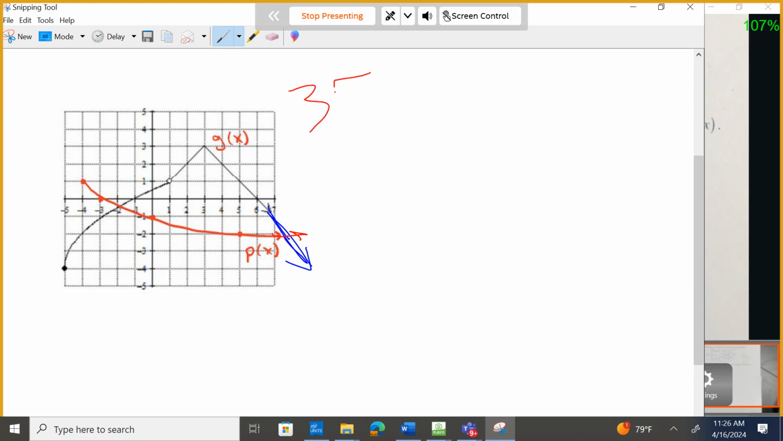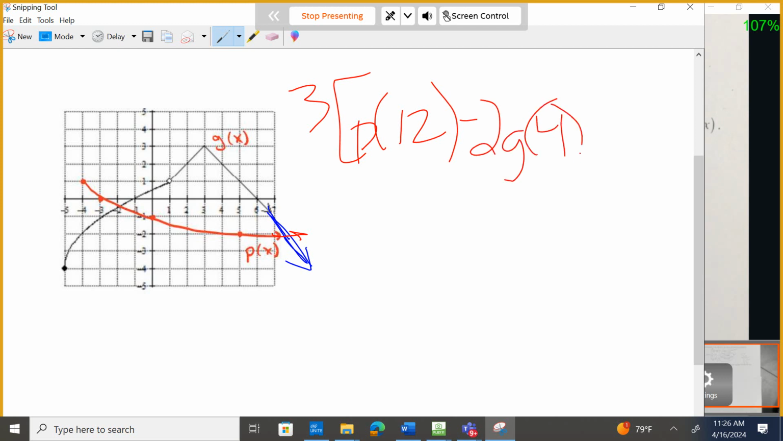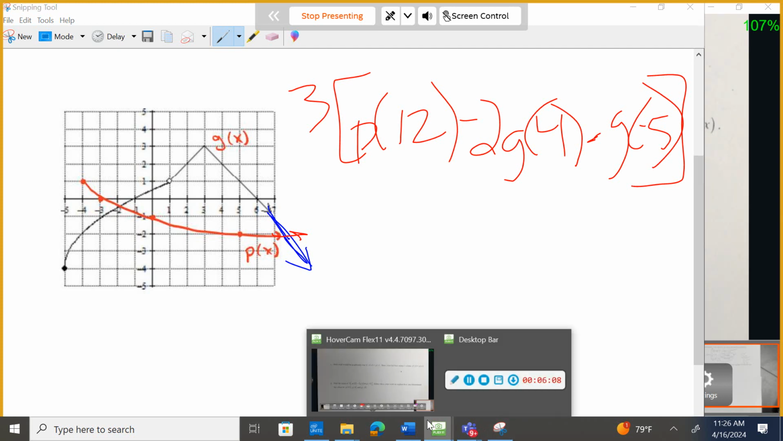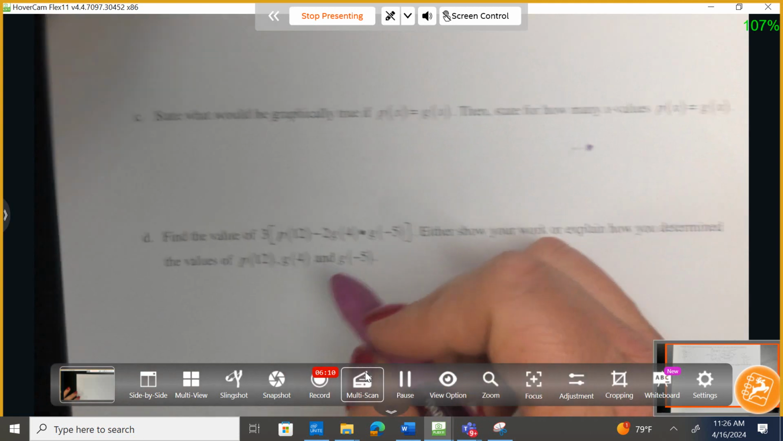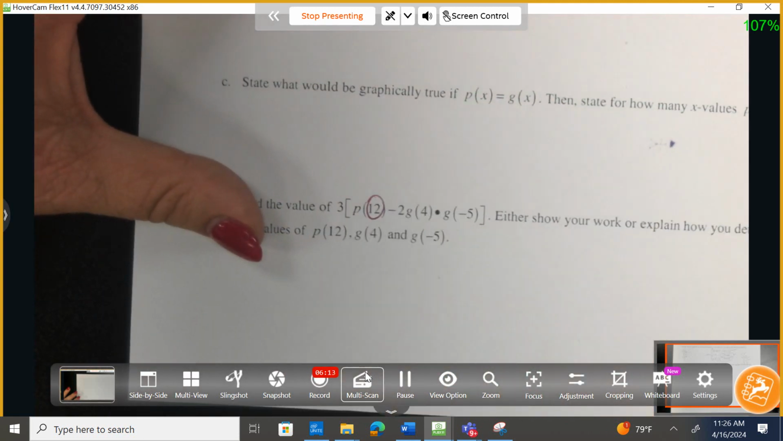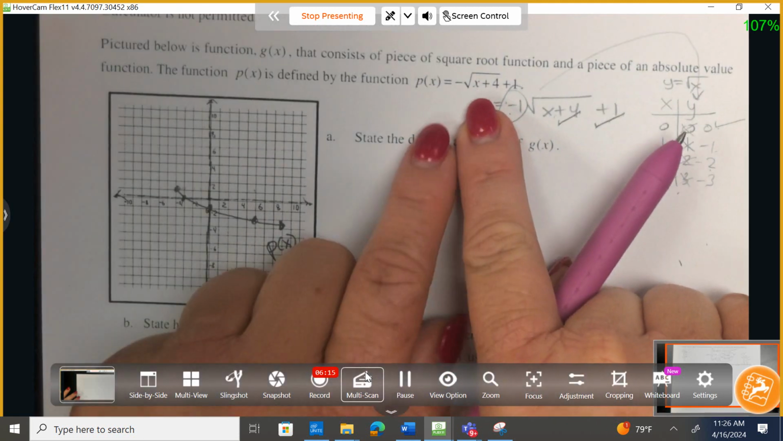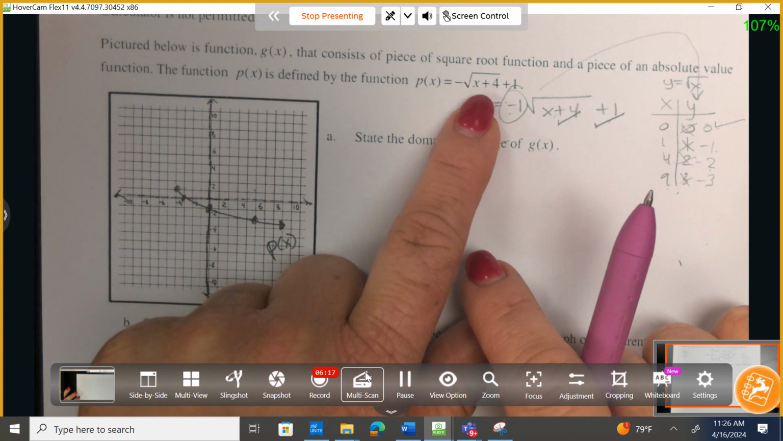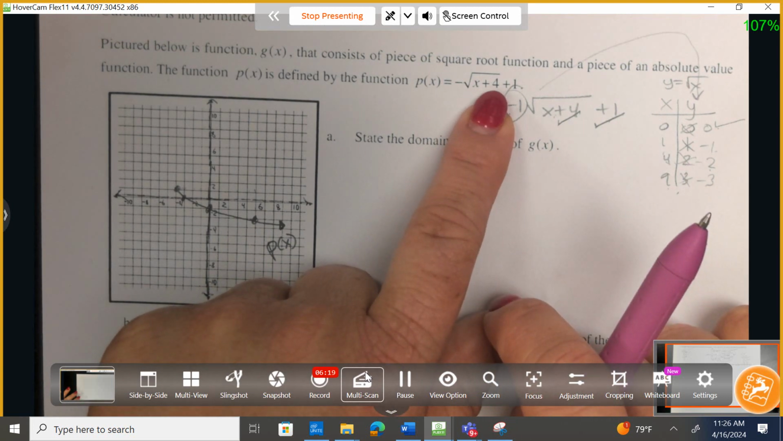This says 3 times P of 12 minus 2 times G of 4 times G of negative 5. It's our last part and we are done. Okay, are you ready? So function P. We know what P is. This means P of 12. We're going to take 12 and plug it back in up here. So let's do this together. I'm going to input 12. 12 plus 4 is 16.